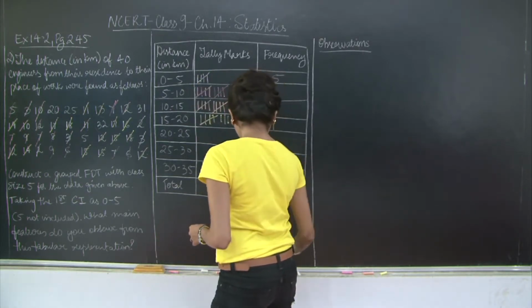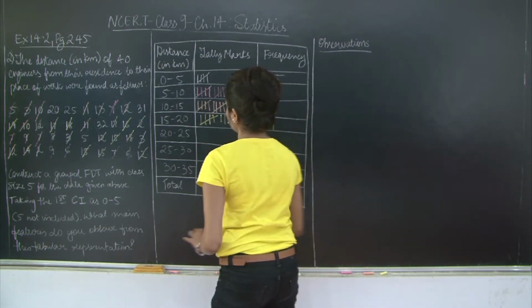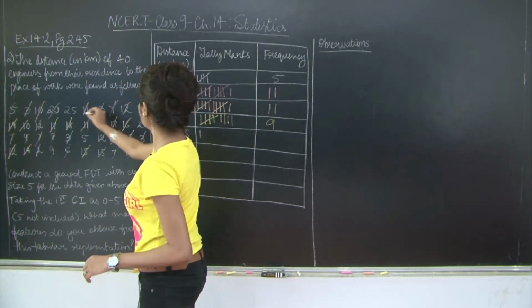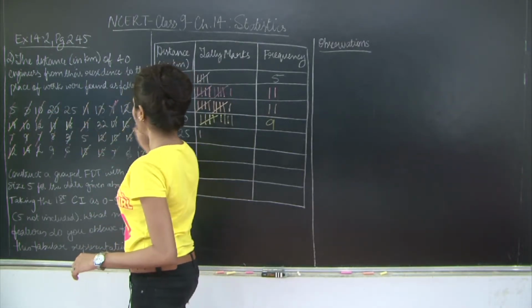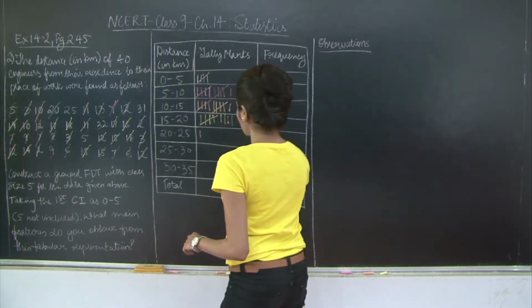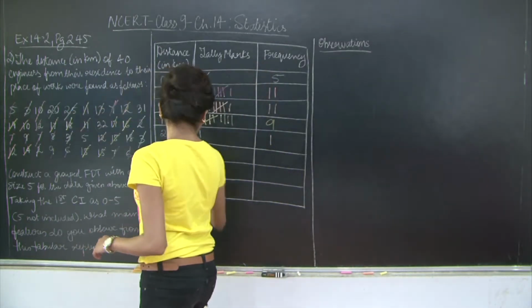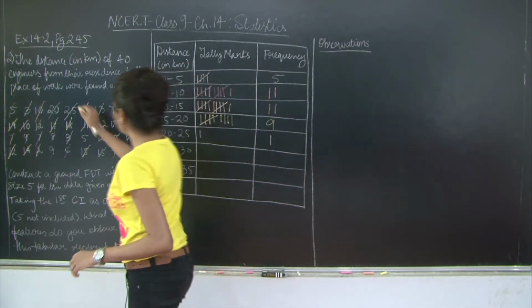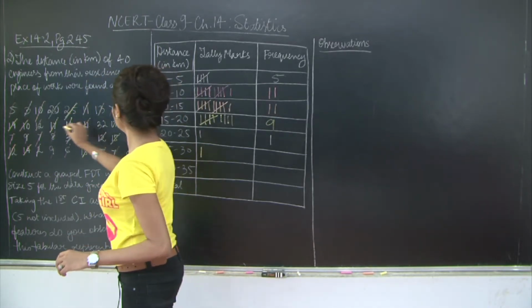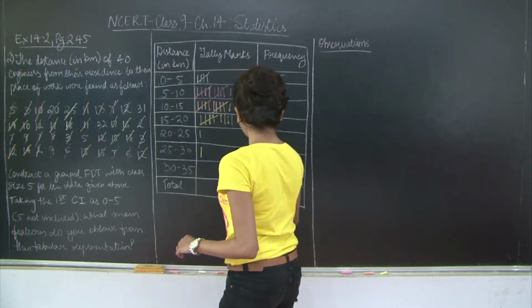Okay, let's move on to 20 to 25. So 20 to 25, 20 will come here, but 25 won't. Okay, and here, and here, and here, just 1. Then how about 25 to 30? So 25, I'll use a different colored chalk for 25. So 25, 1, and anything, none. So this is going to be 1.